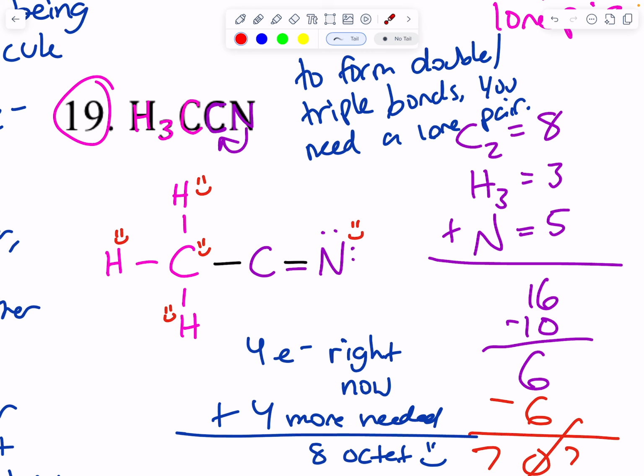So what we're going to do now is form another bond. We're going to take another pair of nitrogen's electrons, erase them, and give them to carbon to share. So now carbon has 2, 4, 6, 8 electrons, making him very, very happy. He is octet, and nitrogen still has 2, 4, 6, 8 electrons, making him happy. So now every single atom in my molecule is happy. Remember, nitrogen really likes to form triple bonds, so this works out for him. And that is how you do number 19.